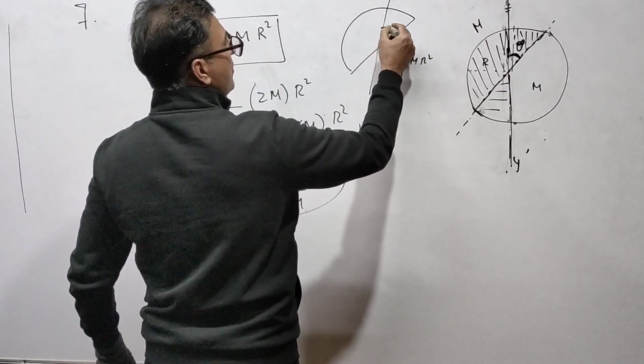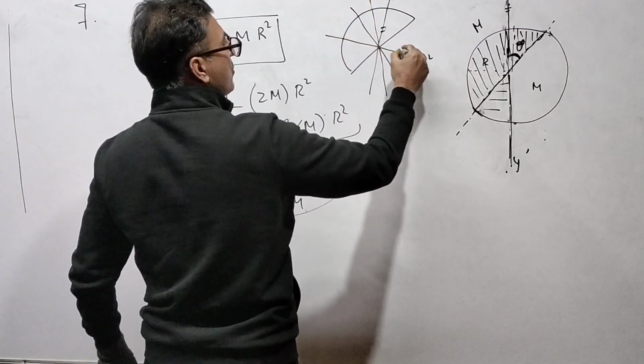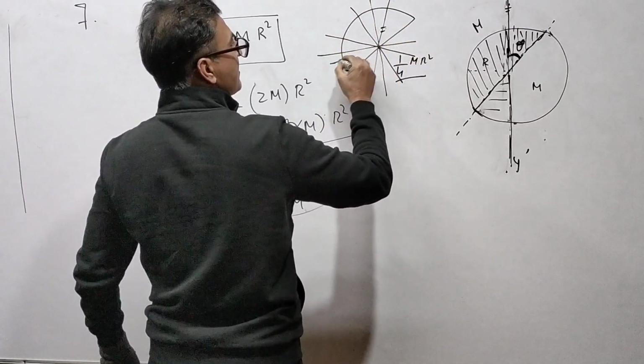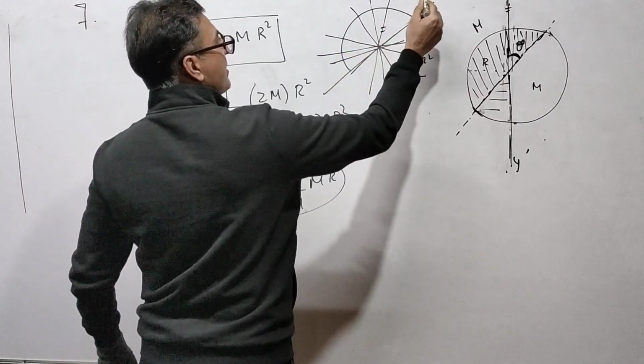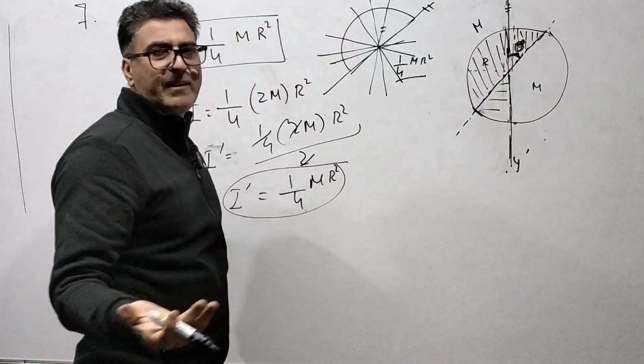अगर ये axis ऐसे नहीं होता तो ऐसे होता है, same answer. ऐसे होता है, same answer, and same answer even if the axis is like this. So it will not depend on this theta. Theta पर कोई असर ही नहीं है.